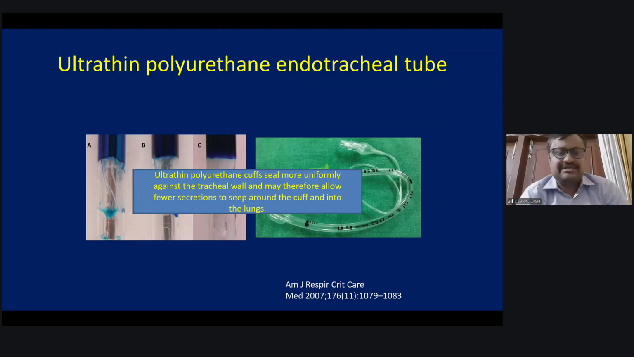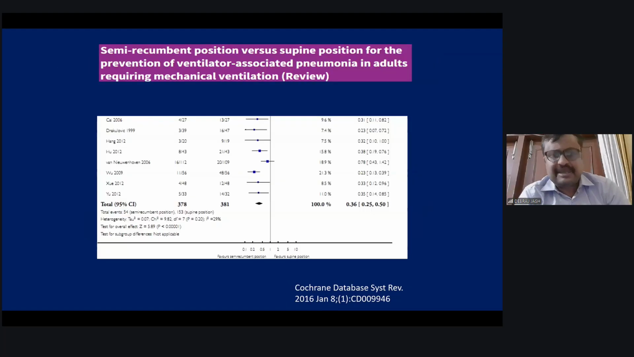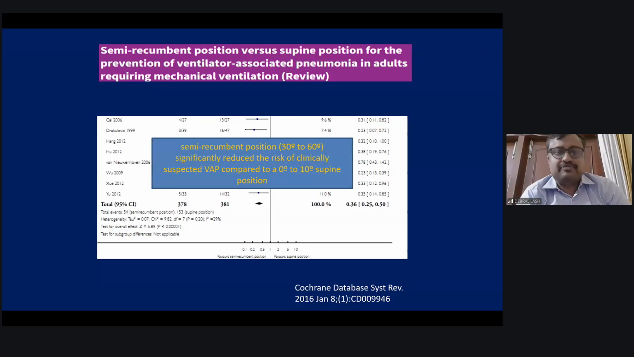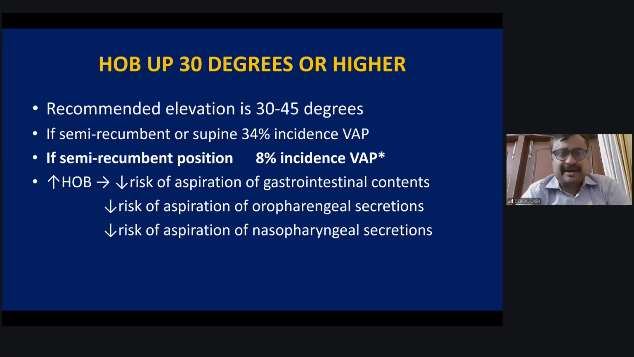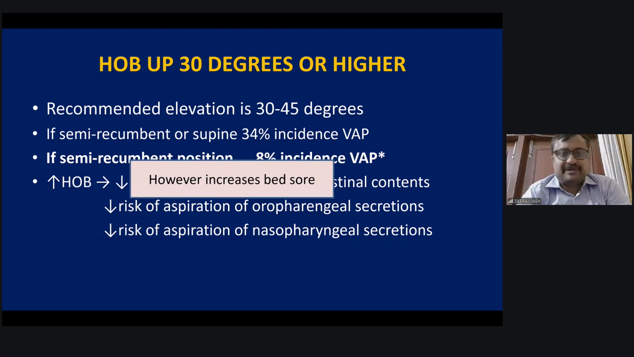Most of the hospitals are using this also. Now, if we go by the semi-recumbent position versus supine position, semi-recumbent position is always associated with fewer chances of VAP. So positioning is also very important. Head end of the bed elevation at least 30 degrees will reduce the chances of VAP. And the semi-recumbent position will at least reduce the VAP incidence by 34%.